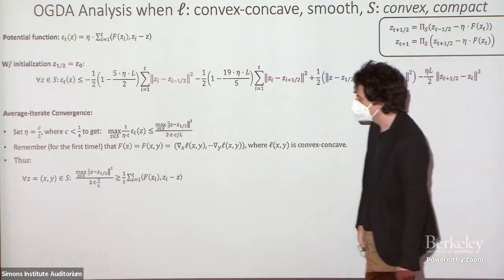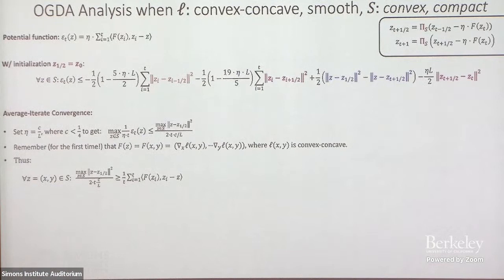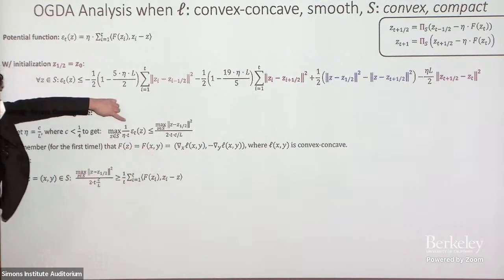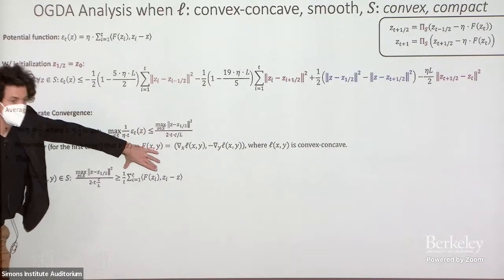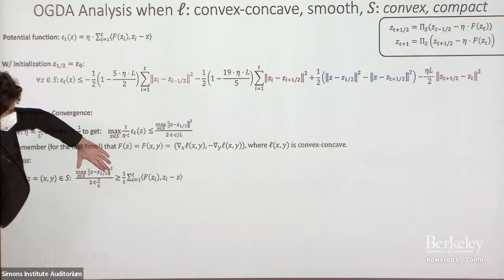So how do I get that? Well, this is just the definition of my potential. This is normalized. So I didn't do much here. I'm just using the fact that this thing is smaller than this thing.